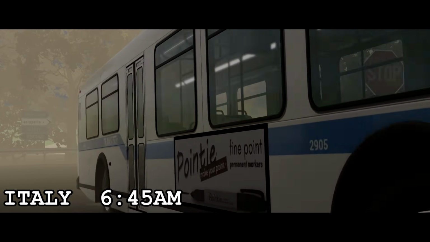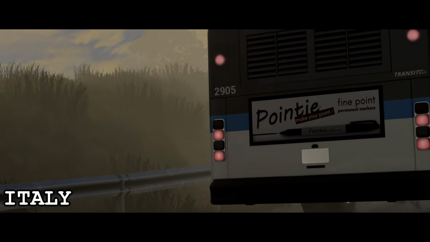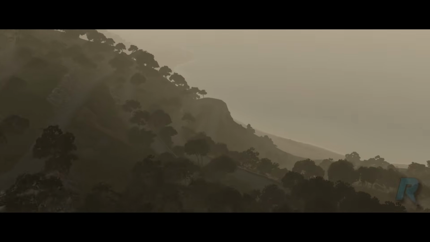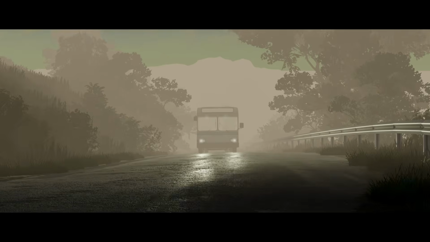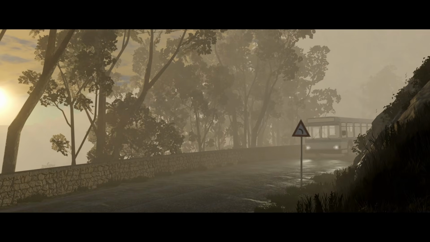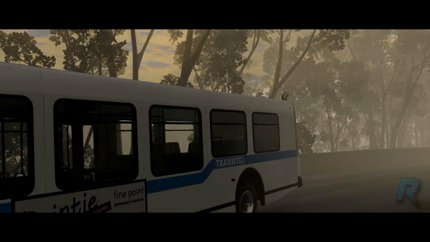It's 6:45 a.m., and the bus is on its way to Castelletto, a town at the top of the tallest mountain in Italy, to start their shift. The driver left the depot late, so they are in a rush to get to the top. To make up time, he's pushing the vehicle to its absolute limit.